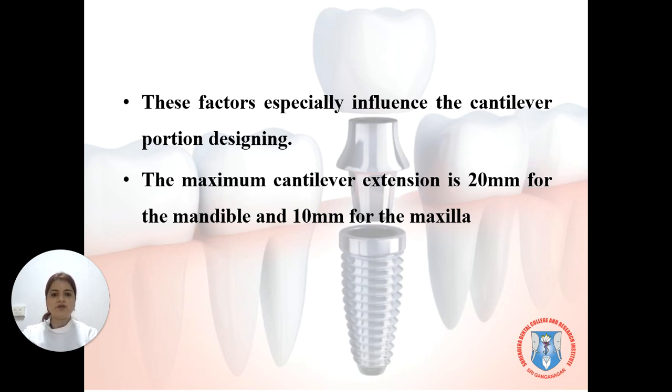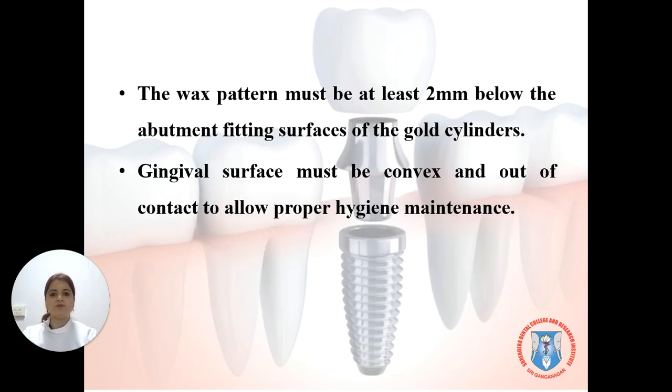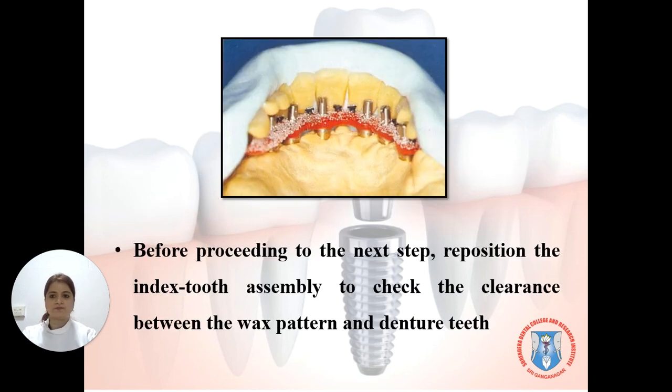The maximum cantilever extension we can give is 20 mm for the mandible, and for the maxilla, the maximum extension can be given up to 10 mm. The gingival surface, the tissue side of the acrylic substructure, is covered with a thin layer of wax to make it smooth. The wax pattern must be at least 2 mm below the abutment fitting cylinders, and the gingival surface must be convex and out of contact to allow proper hygiene maintenance.